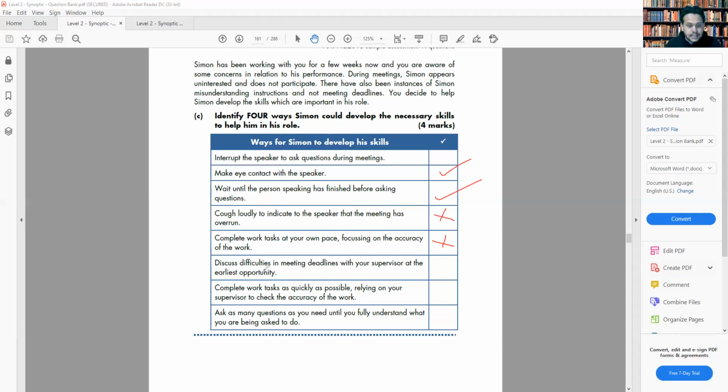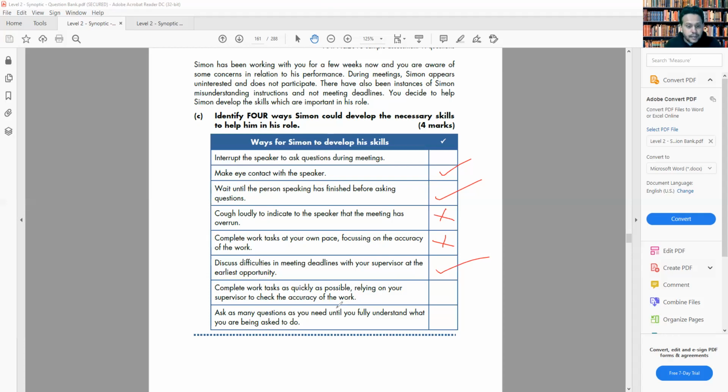Then discuss a difficulty in meeting deadline with your supervisor at the earliest opportunity. That's true. You need to tell your supervisor if you think you cannot finish the work by deadline. You don't just wait until the last moment and say, oh, I cannot do it. So it's not going to work. You have to make sure you discuss the thing with your supervisor before the deadline.